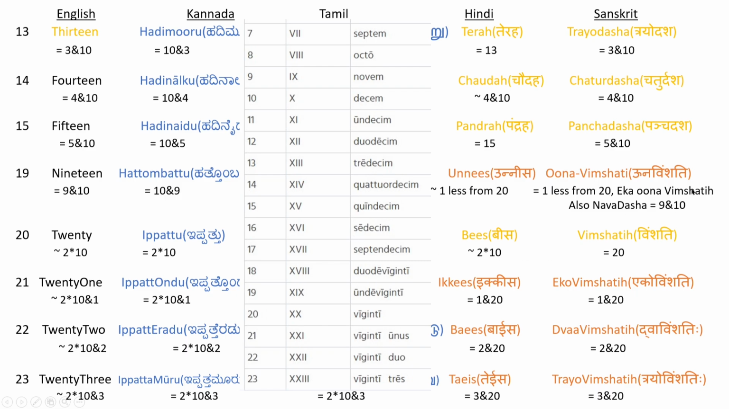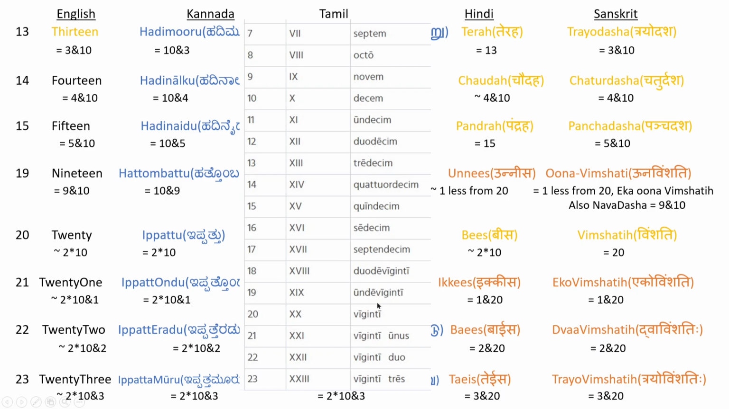So on this, 1 less than 20 for 19 is the same in Latin. In Latin it's written as undeviginti, or something like that. It's 20, Vimshati, which is very close to the word Vimshati in Sanskrit, and una Vimshati is like this 19, 1 less than 20. Actually in Latin even 18 can be written like that, duodeviginti, 2 less than 20, and so on. So this makes it an exception.